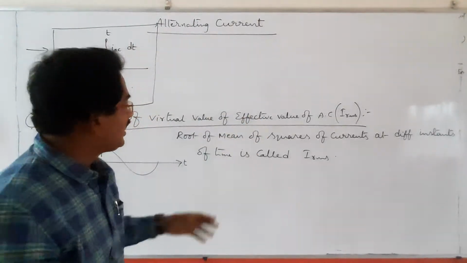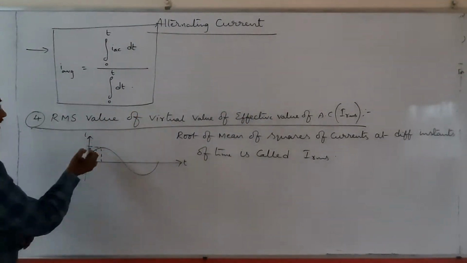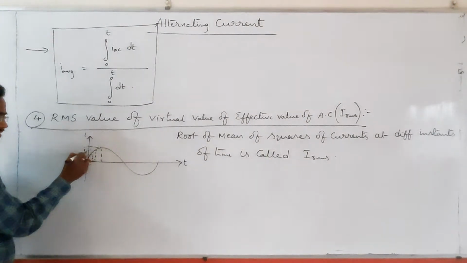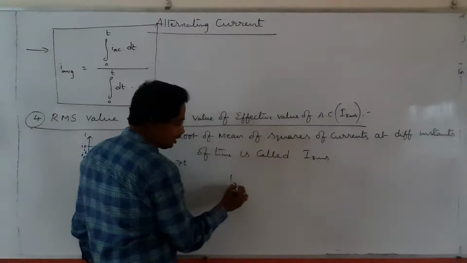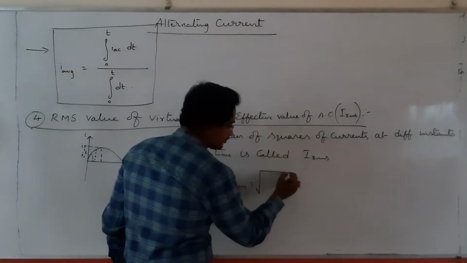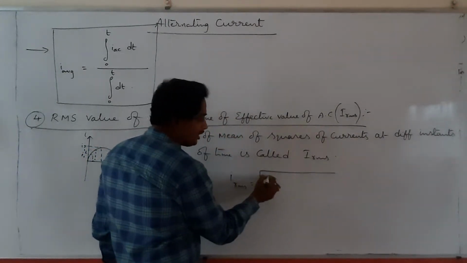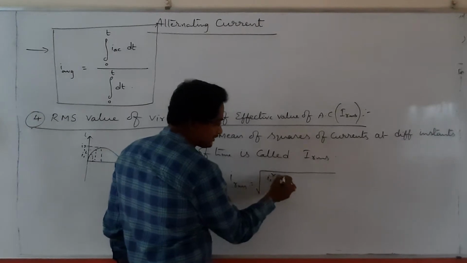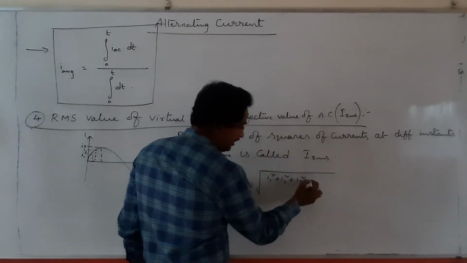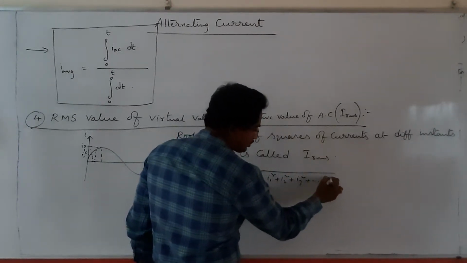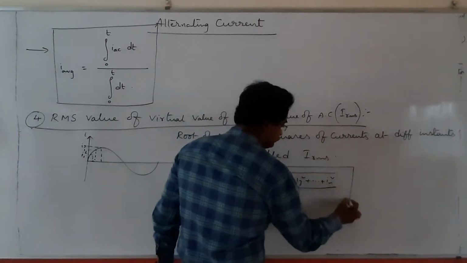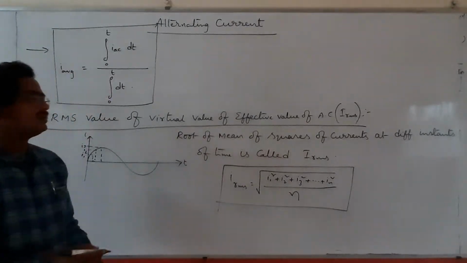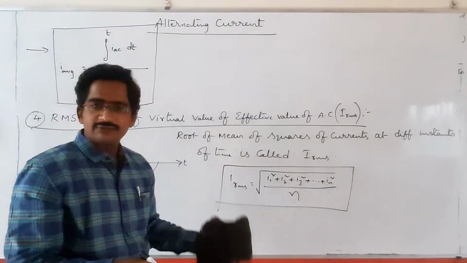Okay. How to write the equation here? If the current values at different instances are I1, I2, I3 and so on, then IRMS equals the root of the mean of the squares: I1 square plus I2 square plus I3 square and so on, plus IN square, divided by N. That is the IRMS formula.